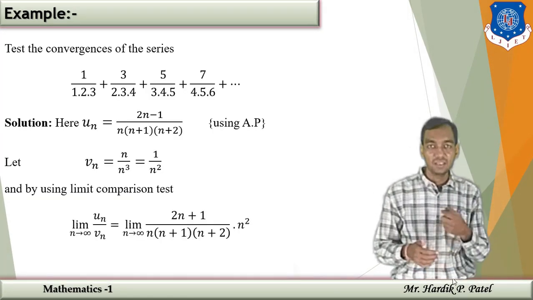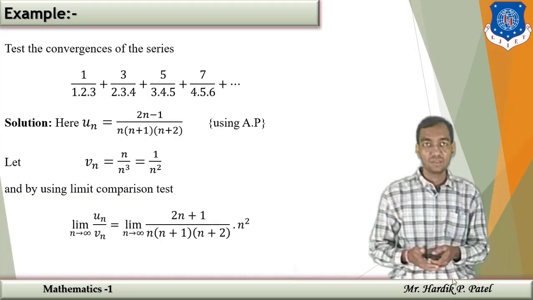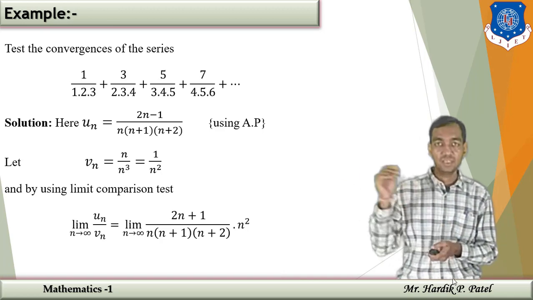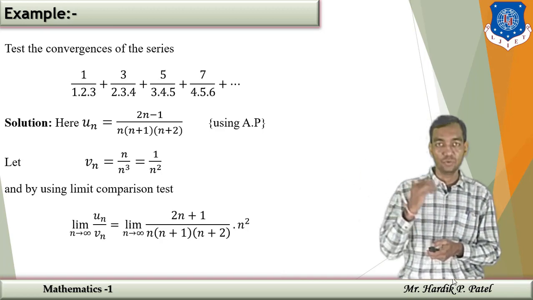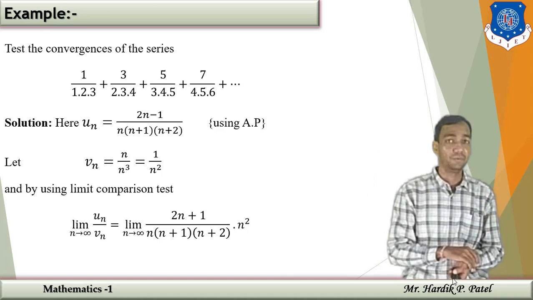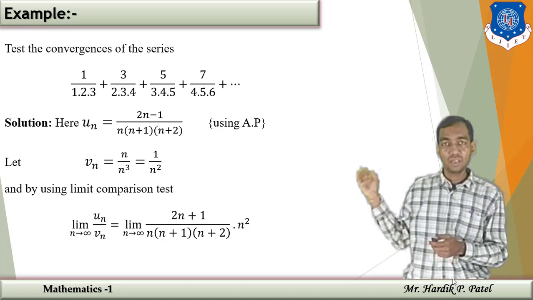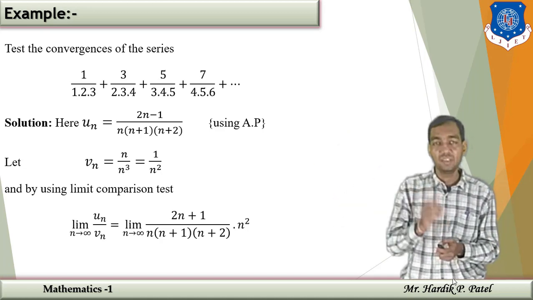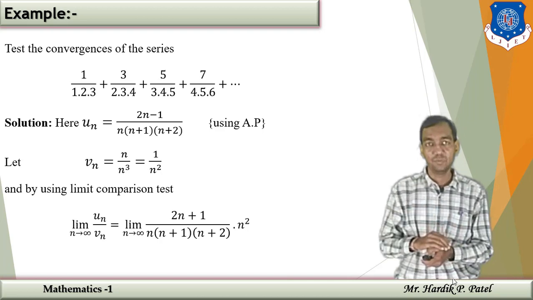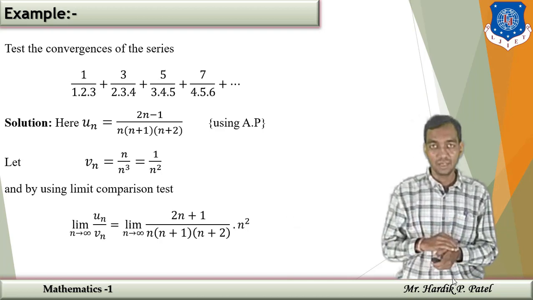Now, starting with another example: test the convergence of the series 1 upon 1 into 2 into 3, plus 3 upon 2 into 3 into 4, plus 5 upon 3 into 4 into 5, and so on. See, here the series is not given in the form of sigma. So first you have to write down what the un is, that means the nth term, correct?